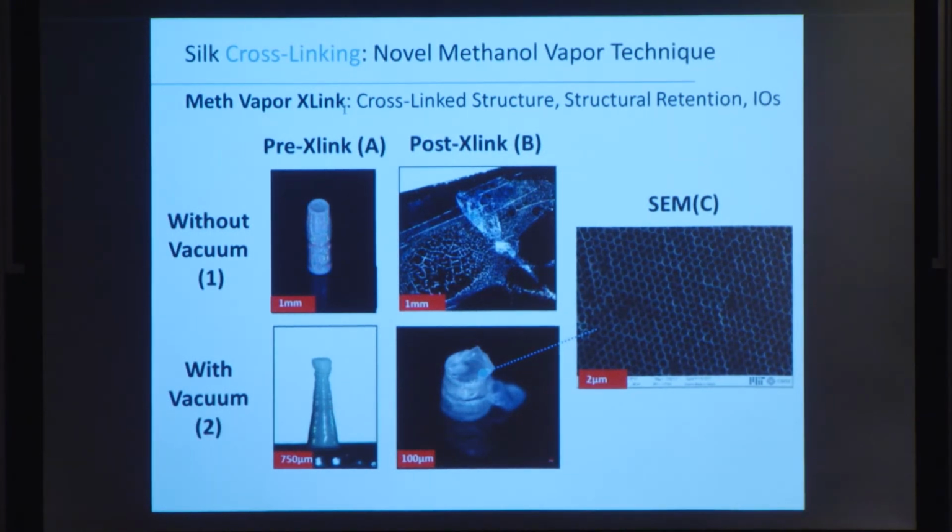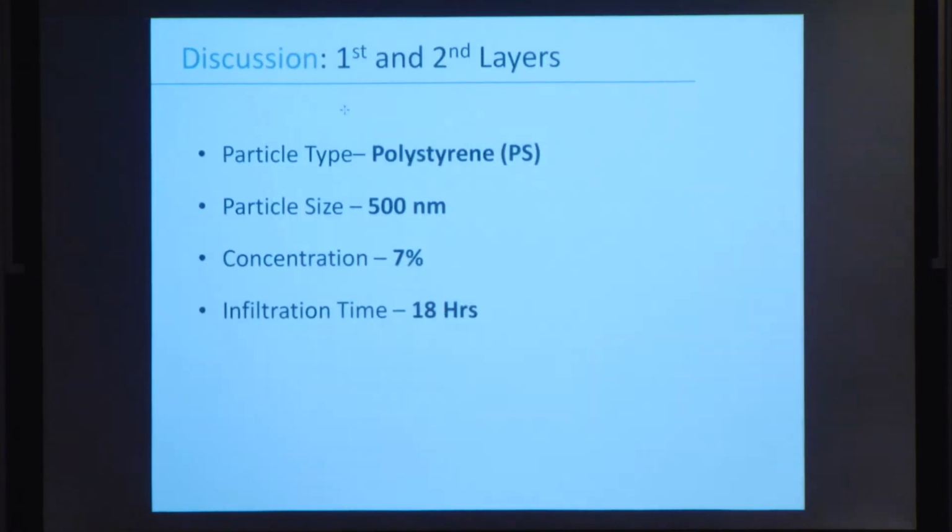And so we wanted to develop an approach that could homogeneously cross-link the structure, but also provide minimal physical disturbance to the structural frame. We did this by infiltrating within vacuum with methanol vapor, and we saw that we achieved really good structural retention compared to submerging in the methanol solution, and our target inverse opal features in the SEM.